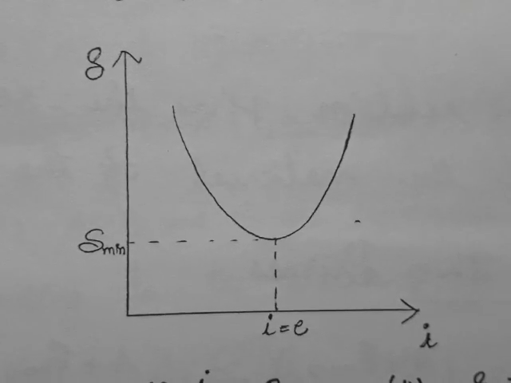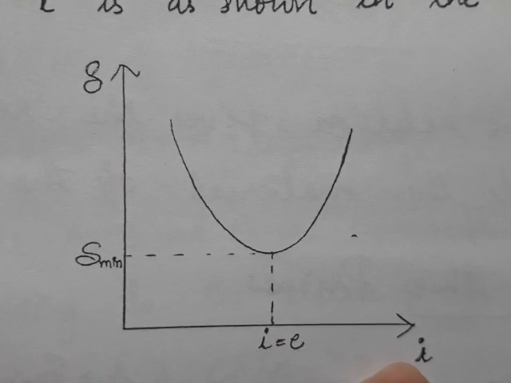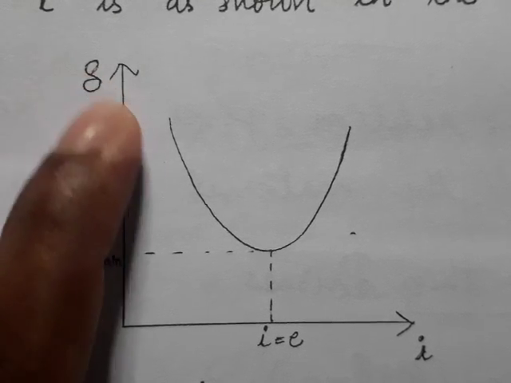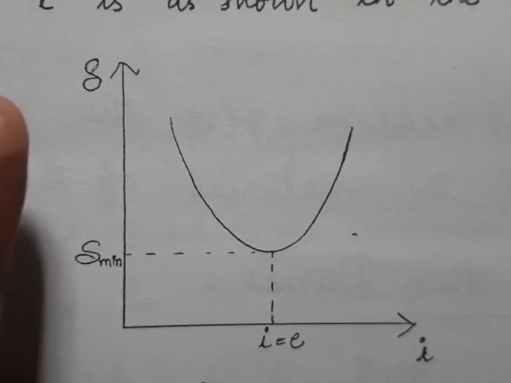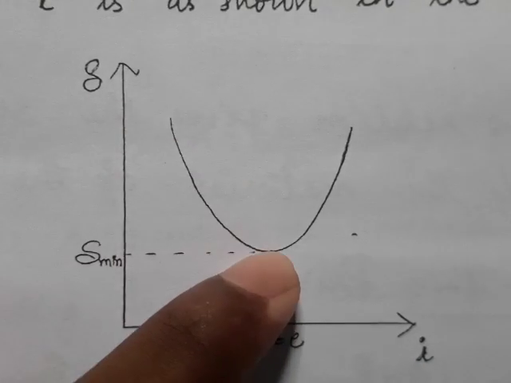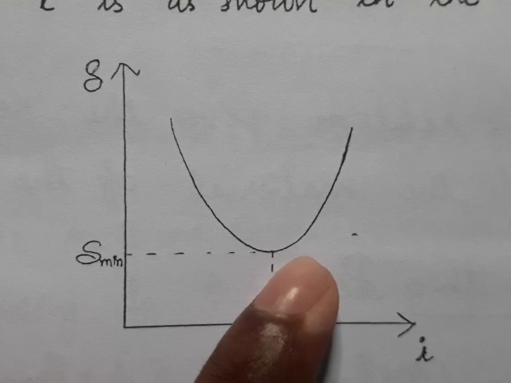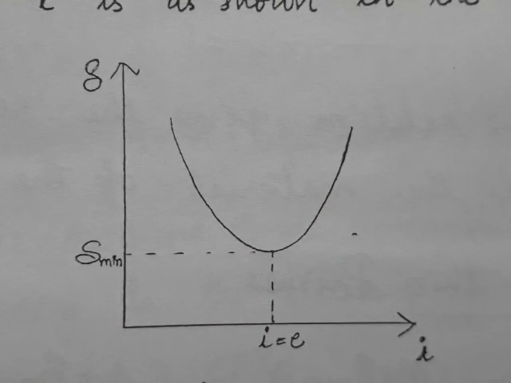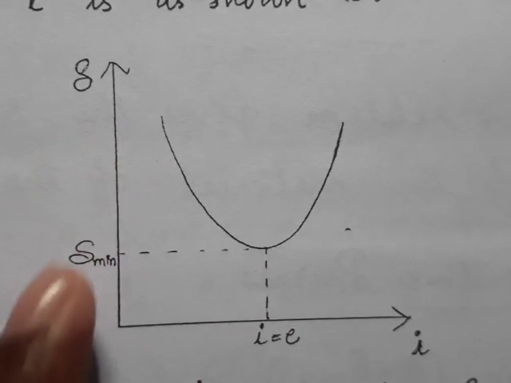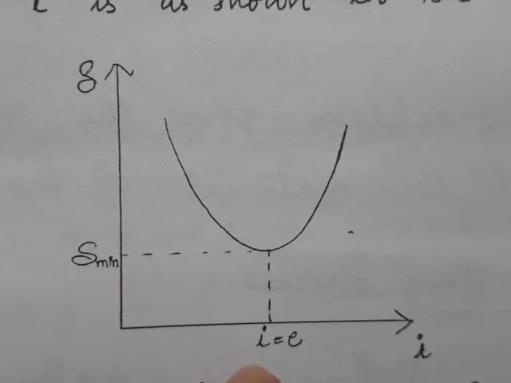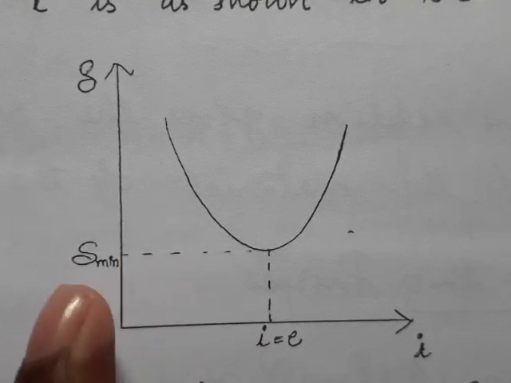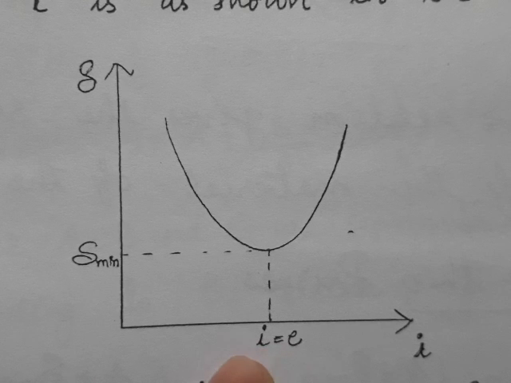If you plot a graph of angle of deviation against angle of incidence, angle of deviation decreases as angle of incidence increases. Initially, as angle of incidence I increases, angle of deviation decreases to a minimum value. After that, it again increases. Through experiments, it is seen that this minimum angle of deviation happens when I is equal to E.